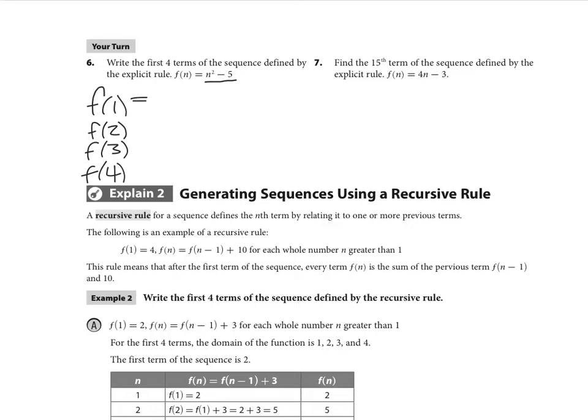So what it basically looks like if you work it out by hand would be this. We take 1 squared minus 5. 1 squared would be 1. 1 minus 5 would be negative 4. So that would be the value.